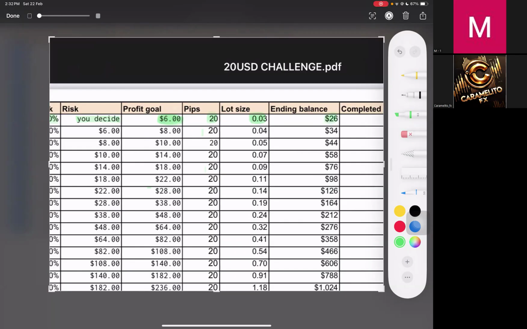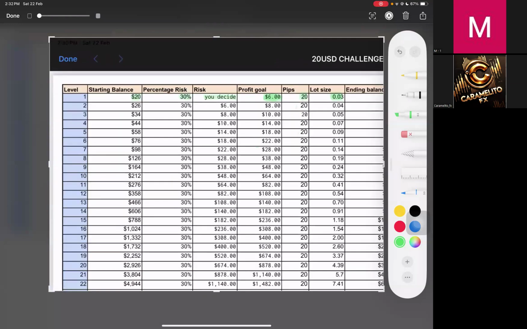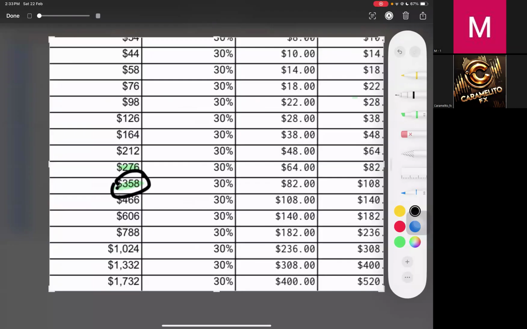At the end of the day, this will be your ending balance. Success. Second day, same thing. $26, risk 30% of yesterday's $6 profit, but upgrade your target to $6, 20 pips, 0.04. That's the thing. When you already succeed, continue. So let's say if you already grew to $200 or $300, you can try to break your account. Try to break your account, $100, $150.